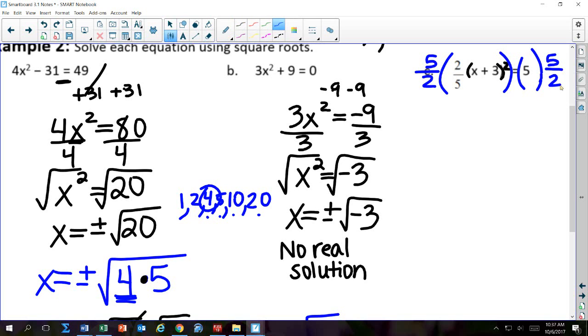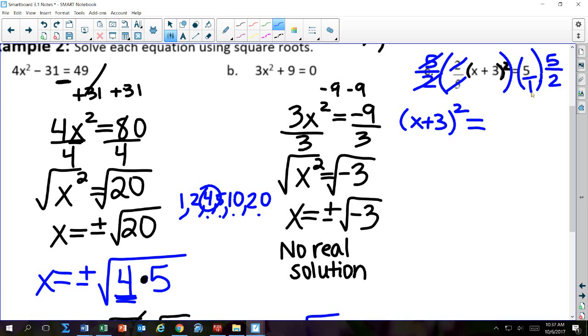Okay. When I multiply this side by the reciprocal, 5 divided by 5 is 1, 2 divided by 2 is 1. So we're just left with x plus 3 squared. And over here I'm doing 5 times 5/2. I like thinking about this like it's 5 over 1, so that I can do top times top to get a new top, bottom times bottom to get a new bottom.